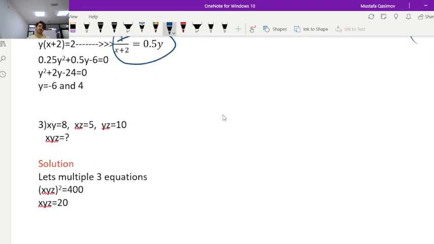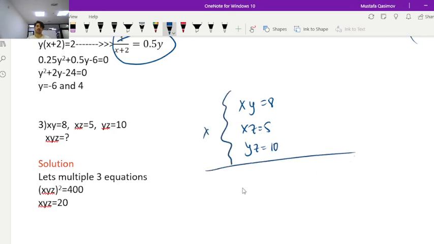For example, let's look at xy is equal to 8, xz is equal to 5, yz is equal to 10. If we find the multiplication of them, then it will be x squared, y squared and z squared, because there's 2x, 2y, 2z, is equal to 400.